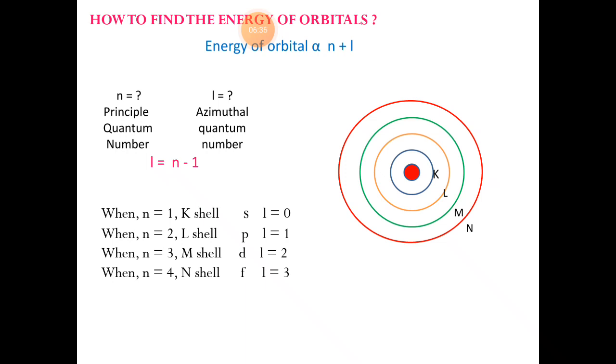When n is equal to 2, it contains a p shell and L is equal to 1. When n is equal to 3, that is the M shell, the d shell is also formed here and L is equal to 2. And when n is equal to 4, the N shell is there and the f orbital will also form in that. Then the value of L, that is the azimuthal quantum number, is equal to 3.